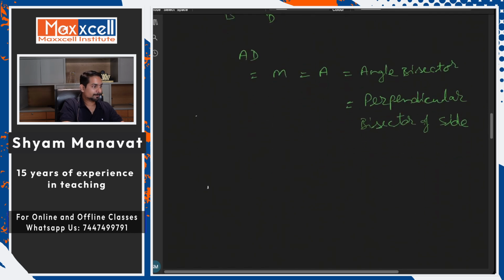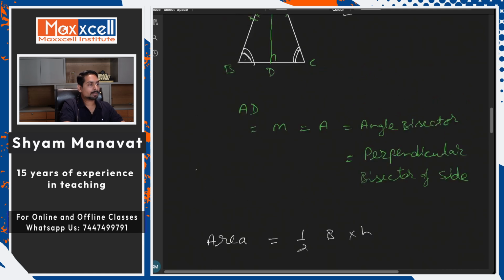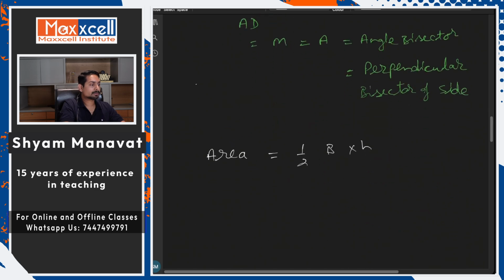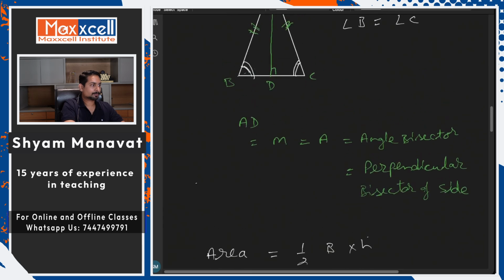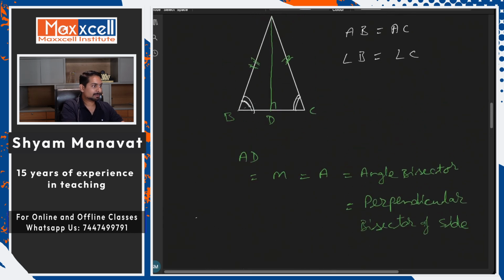We can also say area. Area is what? Half base into height. If you talk about the height between the equal sides, then it has a specific value. Half base is base into this height. Let's say these equal sides are A, and the side which is not equal, let's say that is B.